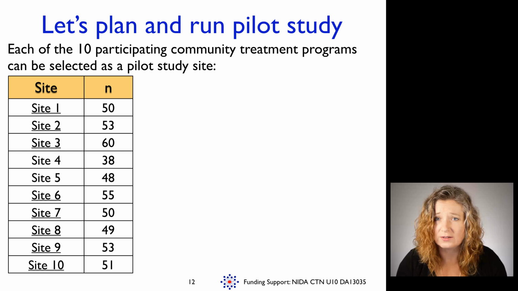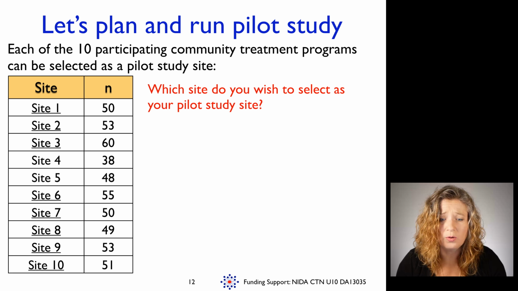So here we have the 10 sites, site 1 to site 10. Each site can actually randomize a different number of subjects. If we pick site 1, our pilot study will consist of 50 subjects. If we pick site 2, our pilot study will consist of 53 subjects. Site 3 is the largest site, so we will get 60 subjects. The smallest site, I believe, is maybe site 5, where we have only 48 subjects. So, which site do you wish to select as your pilot study site?